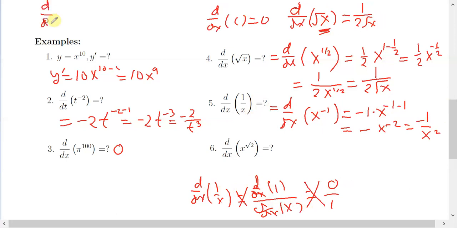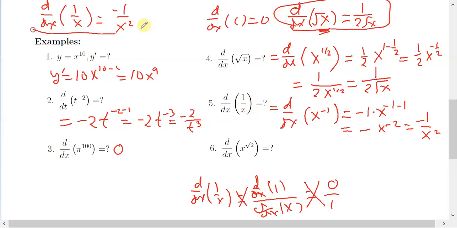This is another one that's worth memorizing. It just shows up enough. The derivative of 1/x is -1/x squared. Derivative of square root of x, 1/2 square root of x. Derivative of 1/x, -1/x squared. And then the rest of them you work out.